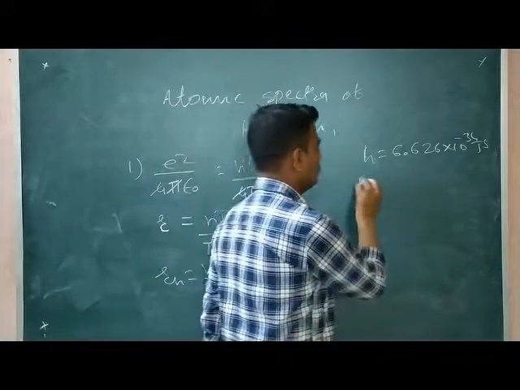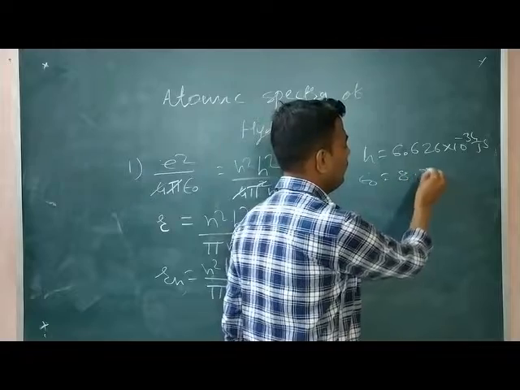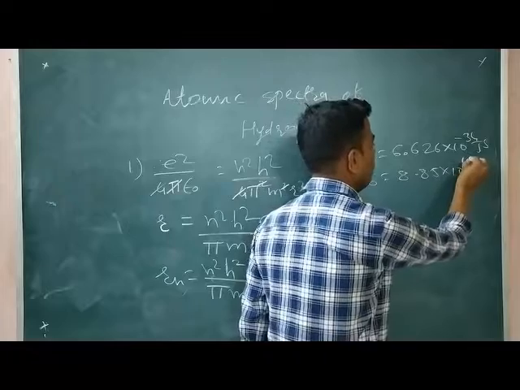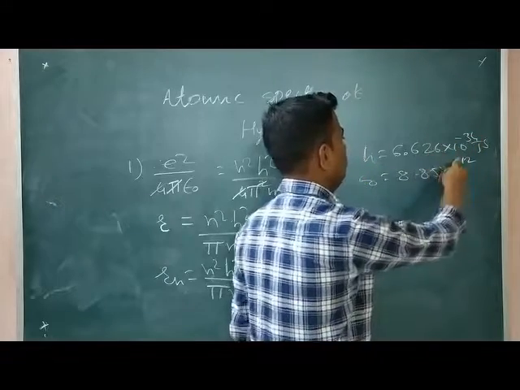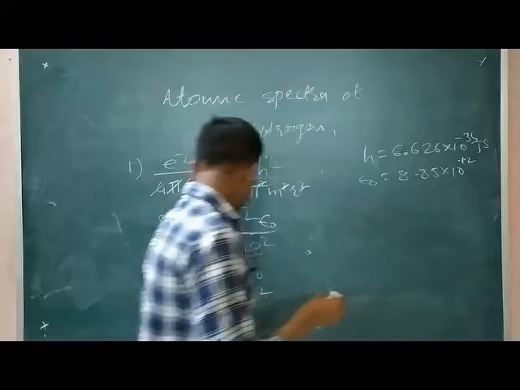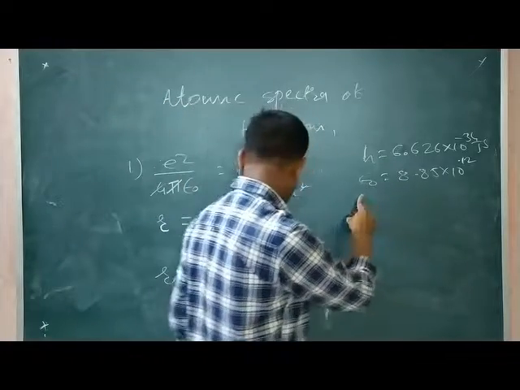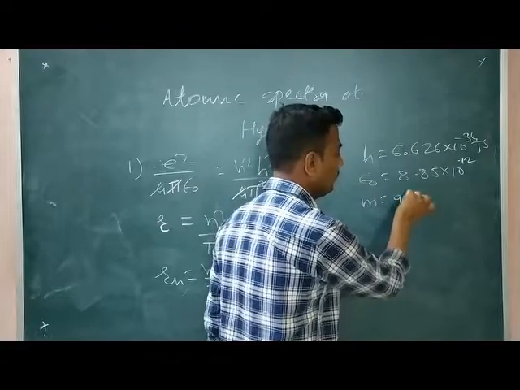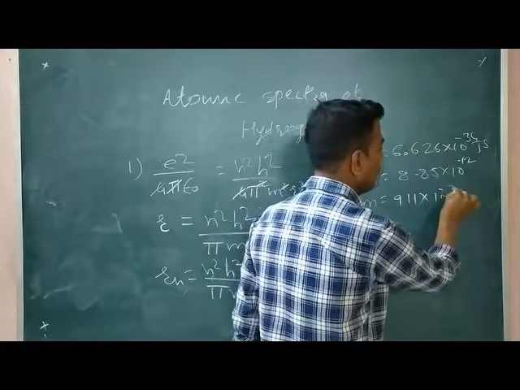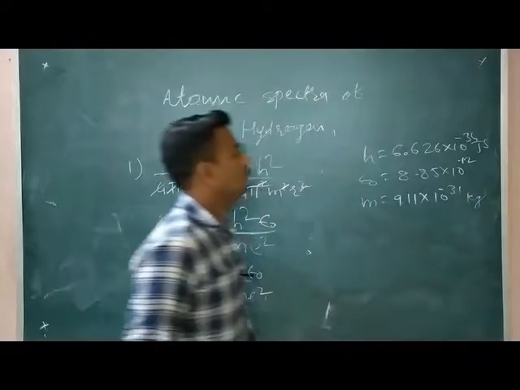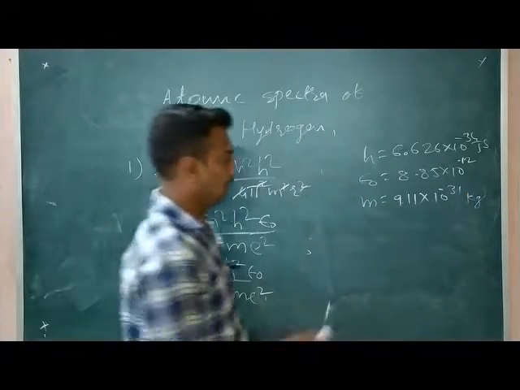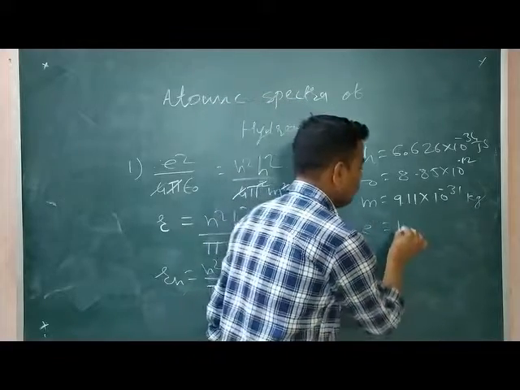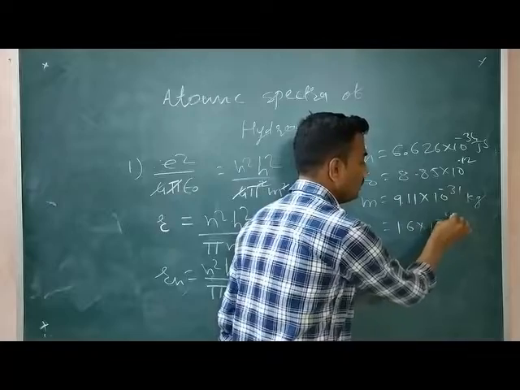Epsilon 0 is equal to 8.85 into 10 to the power minus 12. Pi is 3.14. m, the mass of electron, is equal to 9.11 into 10 to the power minus 31 kilogram. e, the charge on electron, is equal to 1.6 into 10 to the power minus 19 coulomb.